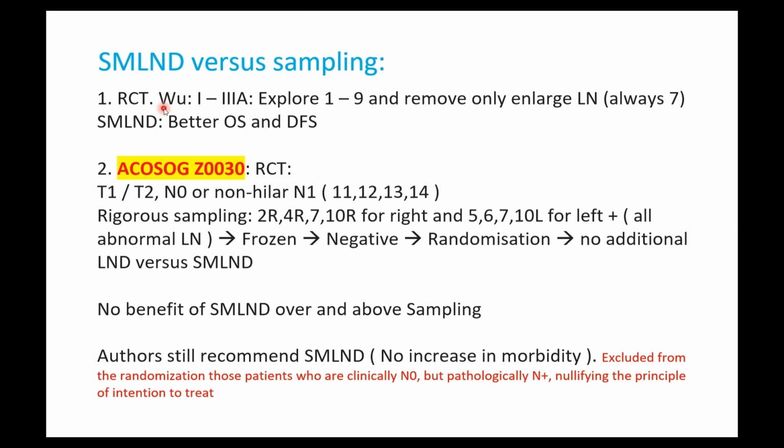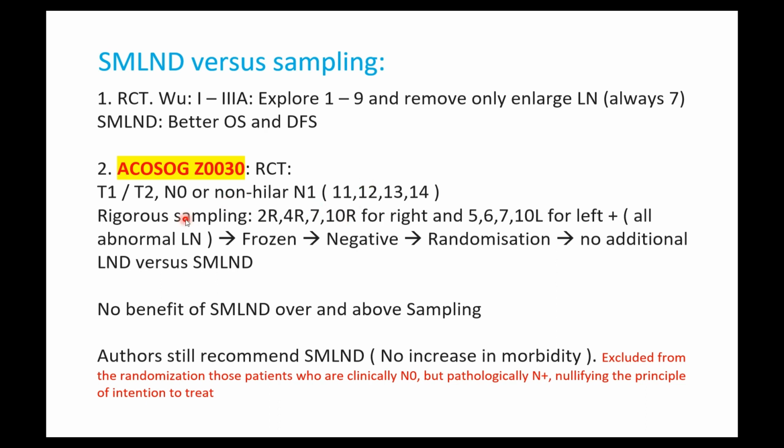The first randomized trial in this aspect was by Wu and allies for stages 1 to 3A NSCLC. What they did was they explored stations 1 to 9 thoroughly, but they removed only the enlarged lymph nodes. But they always removed station 7 because it is thought that station 7 is an early harbinger, an early site for metastasis from all lobes of lung cancers. But in this trial, mediastinal lymphadenectomy proved to be better than sampling in terms of OS and DFS. Patients with sampling had higher recurrence rates and a lower overall survival.